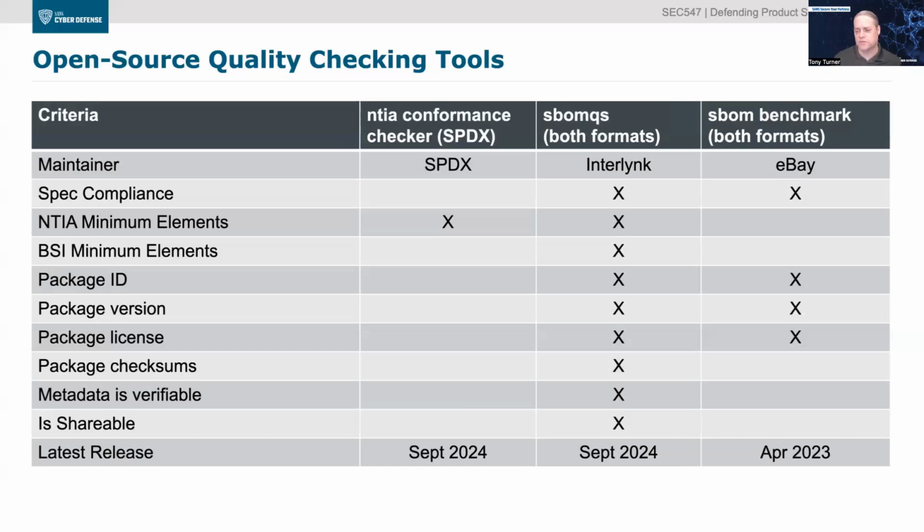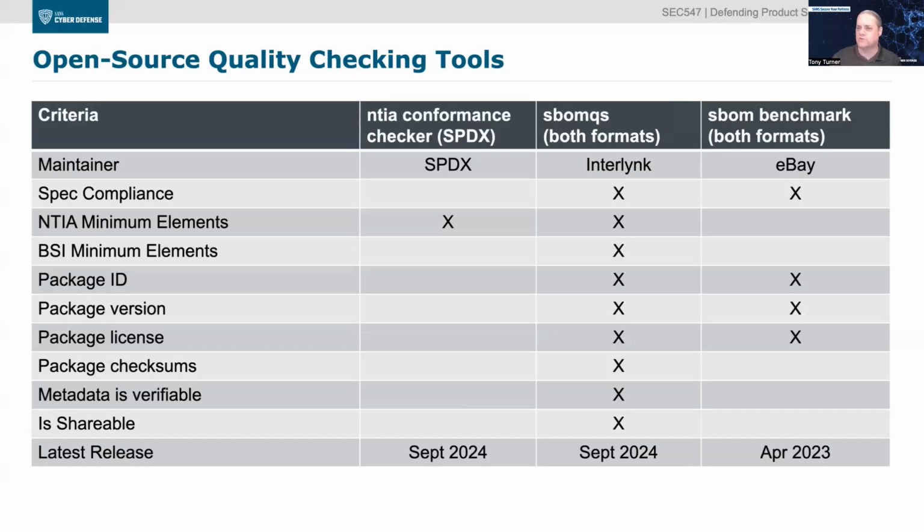NTIA minimum elements, it's those 7 elements. SBOM QS has actually captured also the BSI minimum elements. They have at some point in time called it CRA compliance or something else. It doesn't really have anything to do with CRA, but it is those BSI minimum elements that we just looked at a few moments ago. The same kind of information about the package itself, the checksums, the hashes about that package. But we also get into some other information about how verifiable is this metadata.